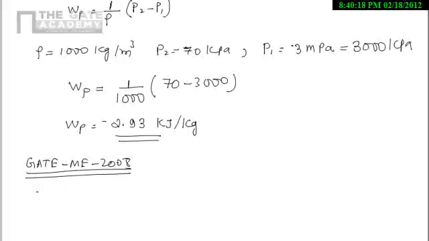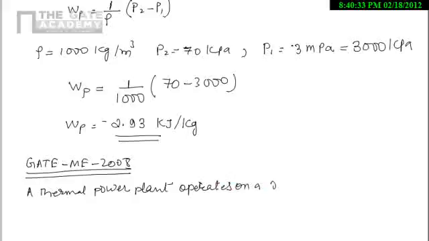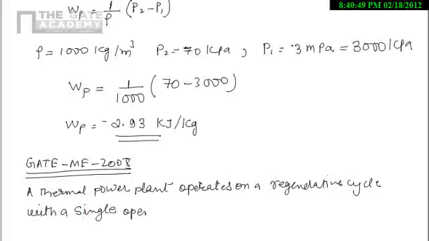A thermal power plant operates on a regenerative cycle with a single open feed water heater, as shown in the figure.